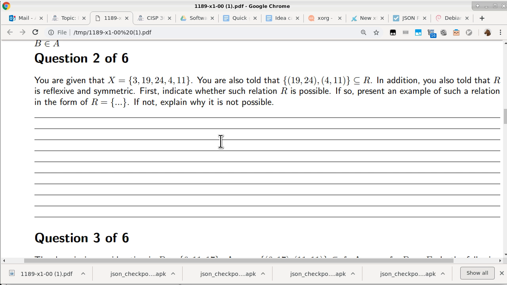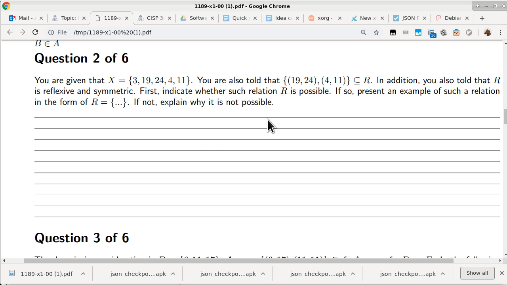Okay? So the difference is we know at least these two are in the relation. Can there be additional elements in R? I didn't say anything, right? I did not say you cannot have additional elements. I only said that these two must be in R.